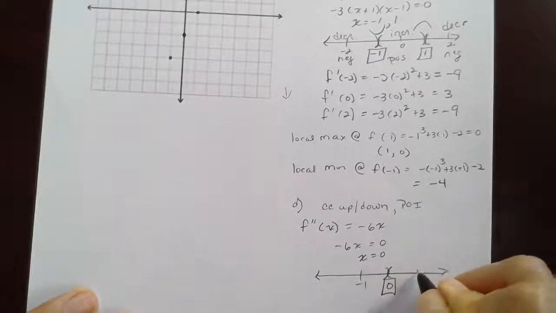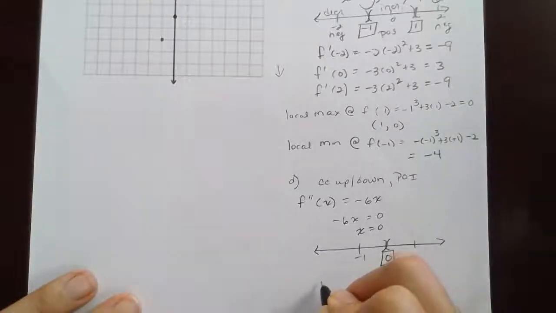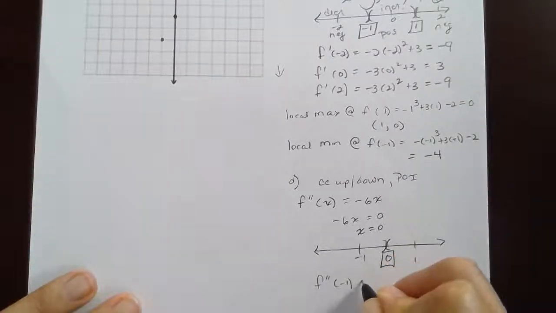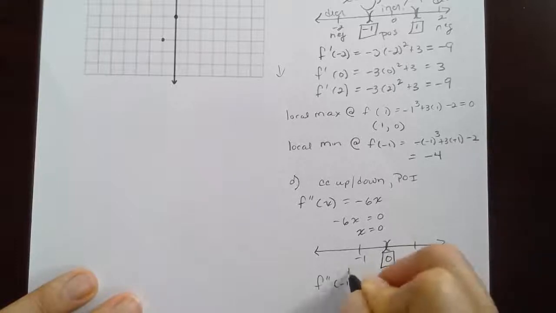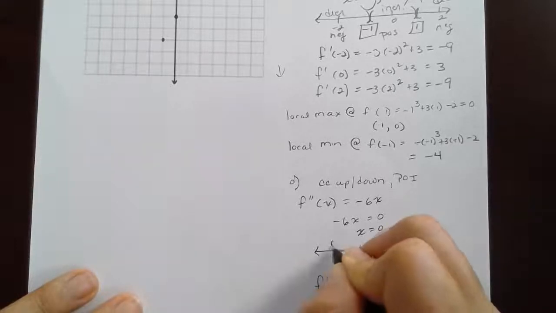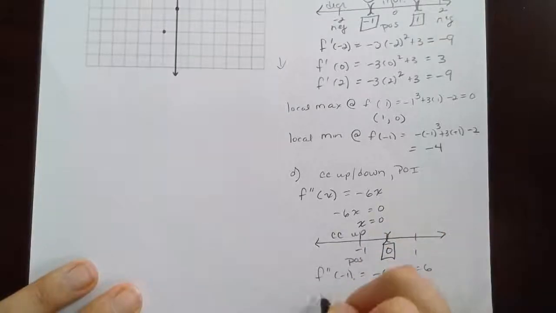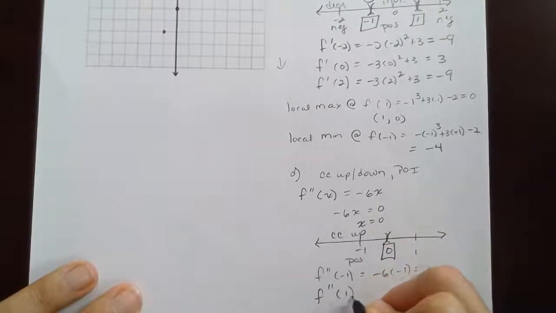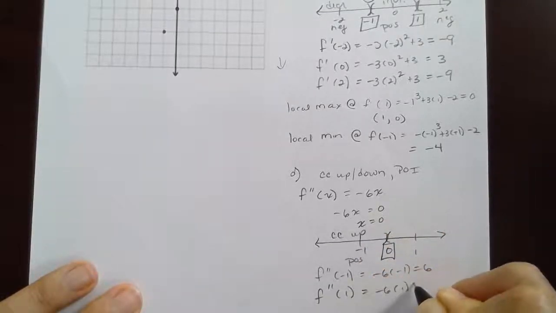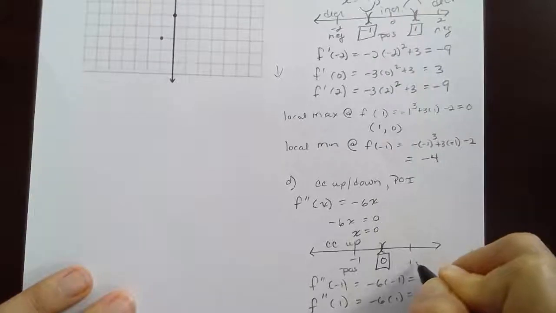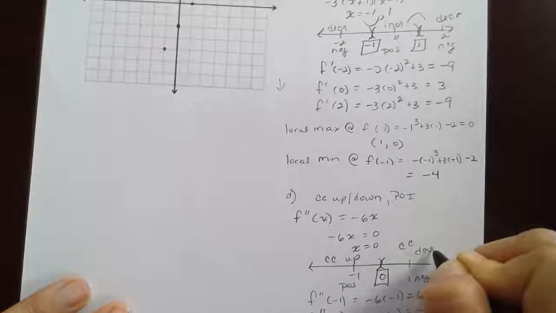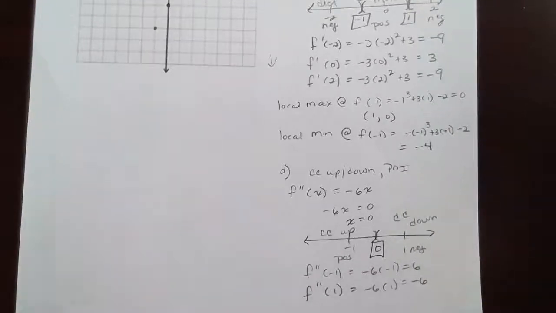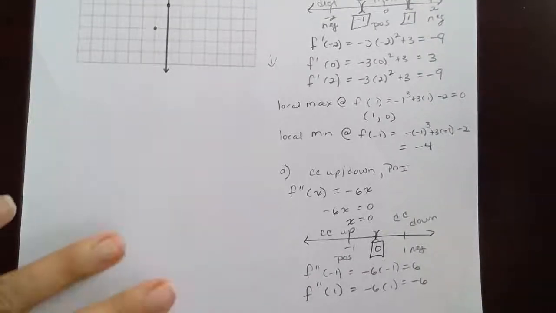Let's test -1 and +1. So then f double prime of -1 is going to be -6 times -1, which is +6. So we're concave up on the left. And f double prime of +1 will be -6 times 1, which is -6. So we're negative on this side, which means concave down on the right, which means at x equals 0 we have a POI.